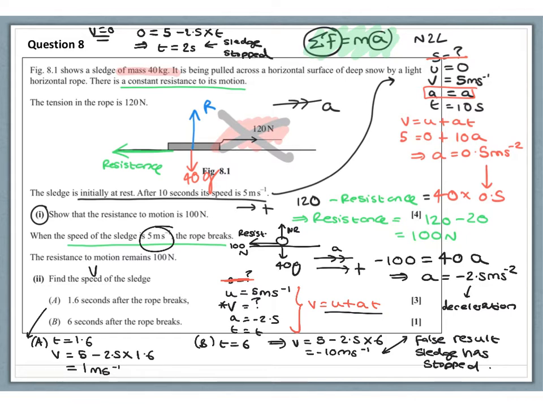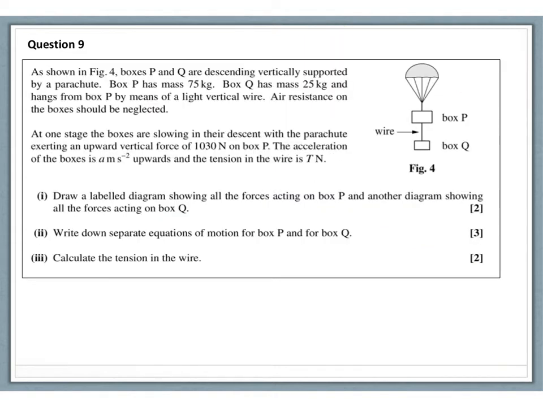So at 6 seconds, it's stationary. So the speed of the sledge is actually equal to 0. We've just got a sort of a false result from the calculation, but there is no way that the sledge is travelling at a speed of 10 metres per second in the opposite direction. It's not changed direction.